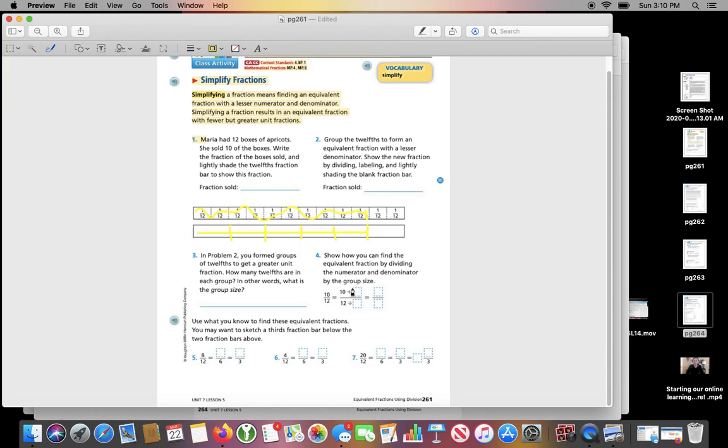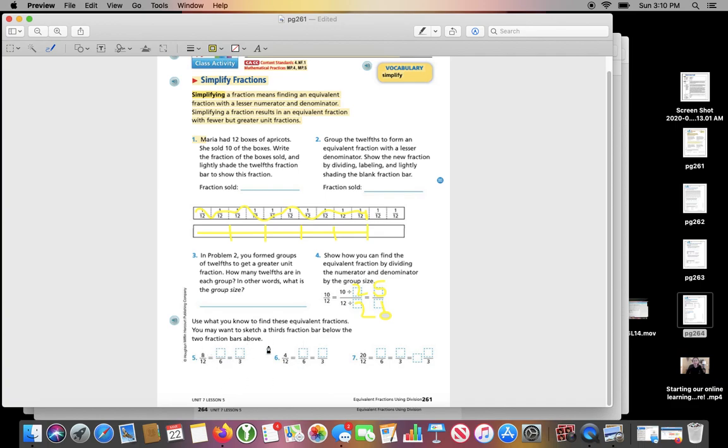I'm going to see if I can write it in. It's kind of tricky on this program, but 10 divided by 2, and whatever I do to the top, I have to do to the bottom. 12 divided by 2, so my new fraction is 5 sixths. Be patient, bear with me. Thank you, fourth graders. My new fraction is 5 sixths. That's a 6.